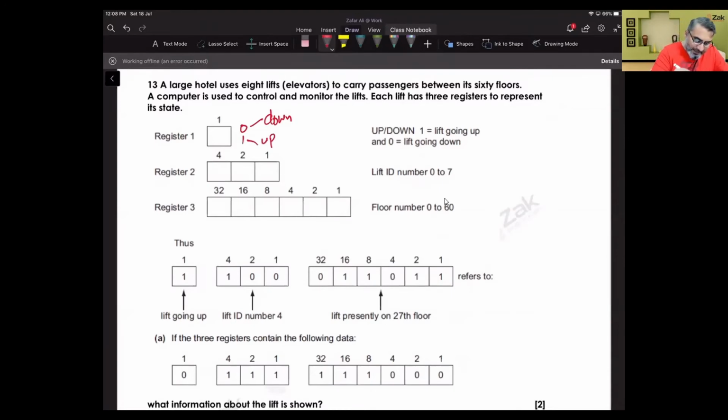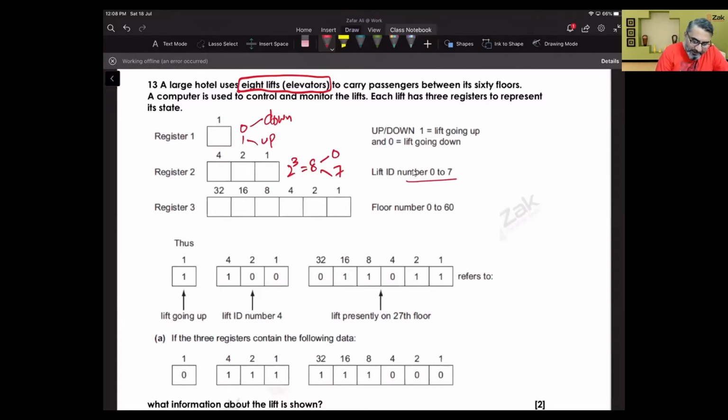This is the lift ID. So 2 to power 3, that is 8. So from 0 to 7, there are 8 lifts. There are 8 lifts, means we have used what? 3 bits register. So lift number 0 to lift number 7. This is mentioned over here.